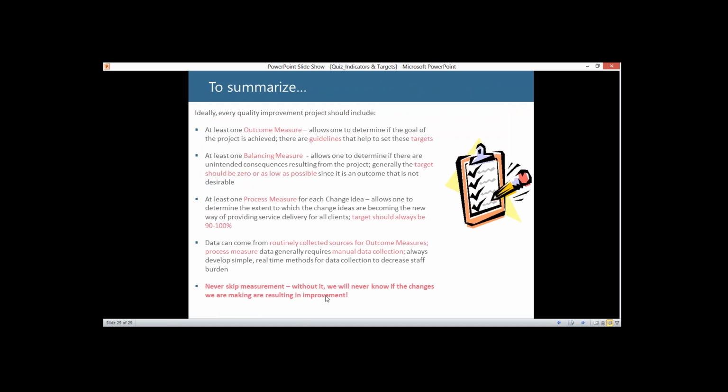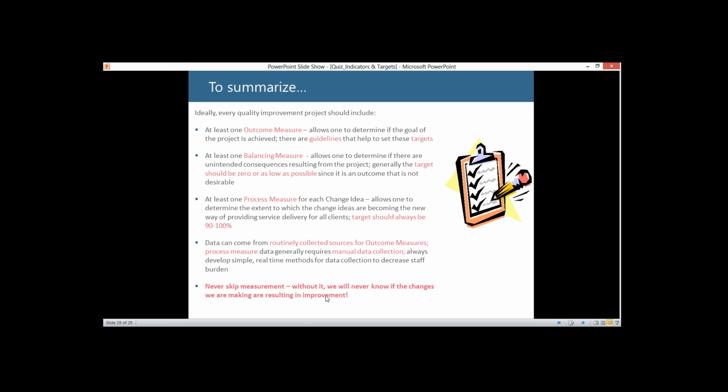So just to summarize some of the key points made during this webinar, we want at least one outcome measure attached to each project. It allows us to determine if the goal of the project is in fact being achieved. And there are guidelines that help us to set targets for these measures. We want at least one balancing measure. This allows us to determine if there are any unintended consequences resulting from the project. And generally the target should be 0 or as low as possible, since it's an outcome that's not desirable.